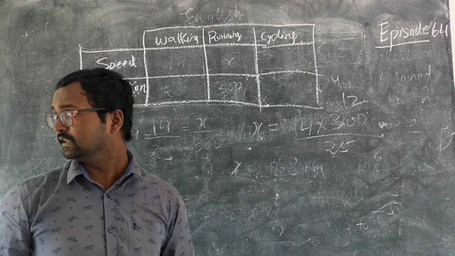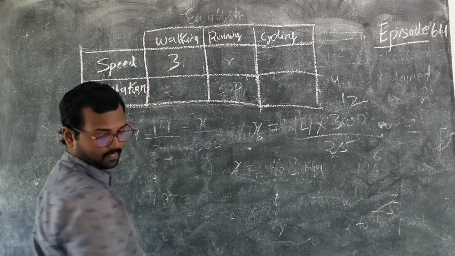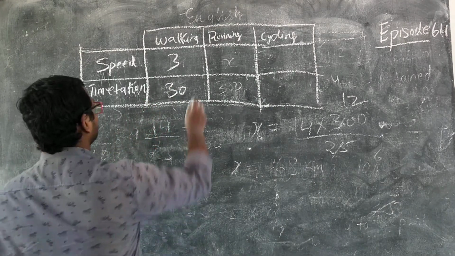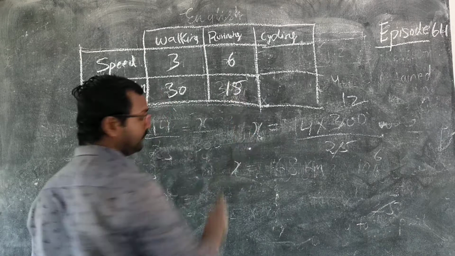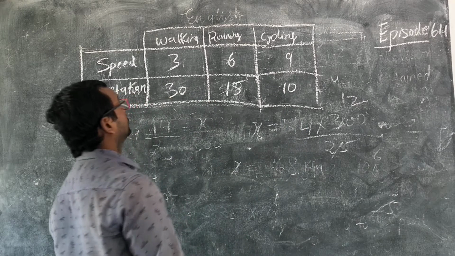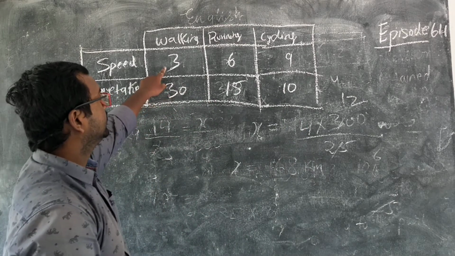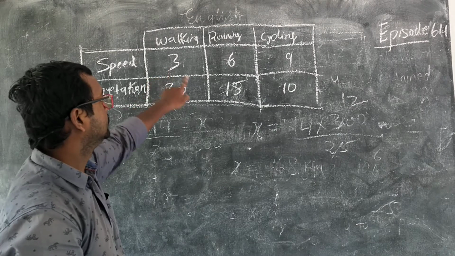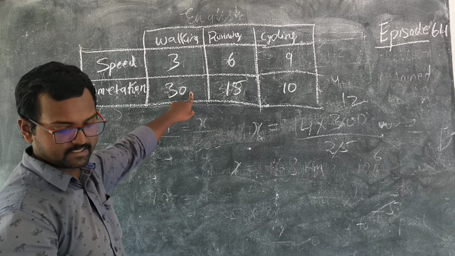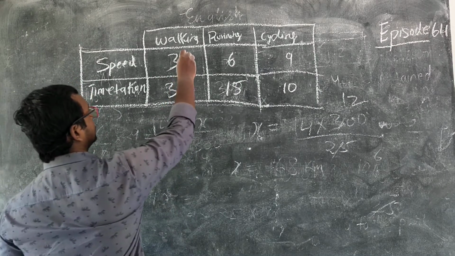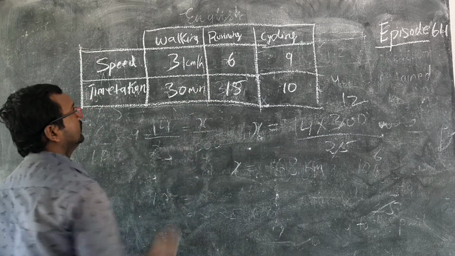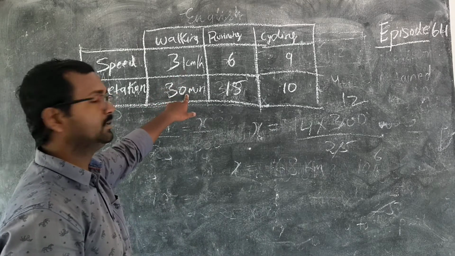So see, the data that is given here is 3, 30, 6, 15, 10. As you can see, at the speed of 3 km per hour, the time taken to cover a certain distance is 30 minutes. This is in kilometers per hour, and this is in minutes. So with 3 km per hour speed, it takes 30 minutes.